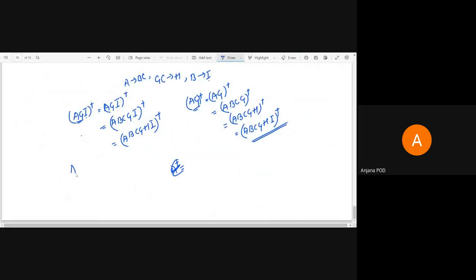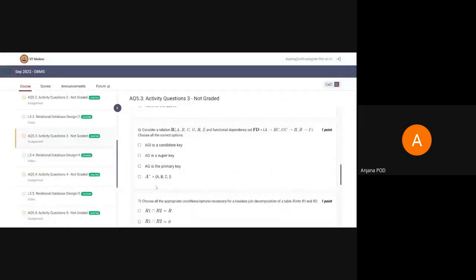So A plus, that is the closure of A. What will we get? We'll get A itself, then ABC, and then maybe BCI. Will we get any other attribute? Nothing else. So what was the answer? It was ABCI. So yes, this is also a correct answer. Ma'am, this is an attribute closure set, right?